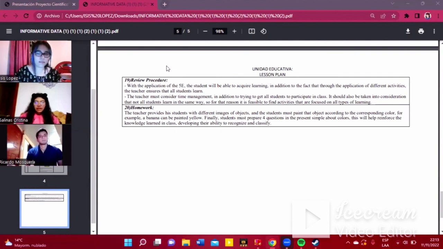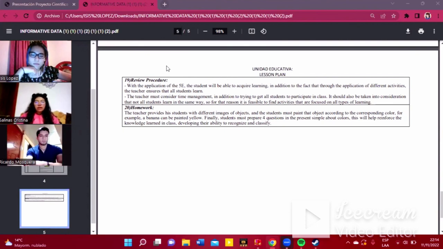Okay, and finally, here we have the homework. The teacher provides the students with different pictures, and the students have to paint the picture according to the color. For example, if the picture is a banana, which is a fruit, the students must paint it yellow because that's the color of that fruit. And after that activity, the students have to prepare 4 questions in present simple about colors.